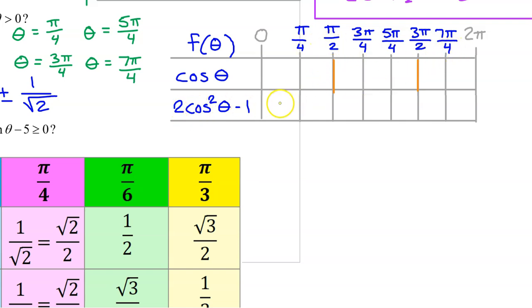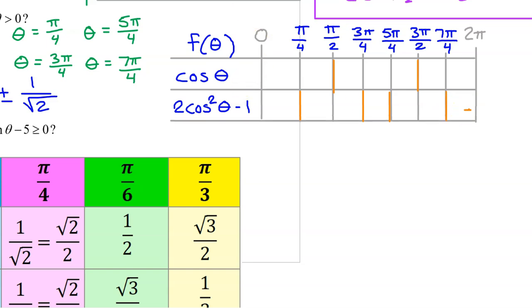All of the other critical values came from the second factor of 2 cosine squared minus 1. These 4 values of theta will cause this factor to equal 0. So I'm going to mark all of those. So my pi over 4, 3 pi over 4, 5 pi over 4, and 7 pi over 4. These are the only places where the second factor might change signs.